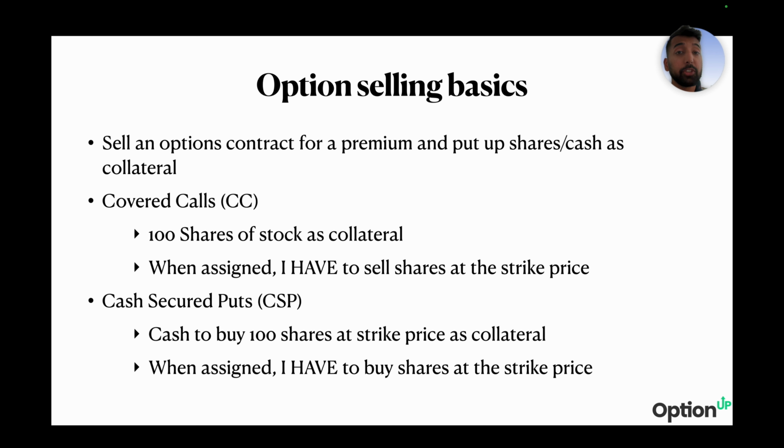Now with a cash secured put, if the buyer exercises their right, you must buy the securities at the strike price. So the cash you put up for a cash secured put serves as collateral to buy the shares at the strike price that you determined. So with a covered call, you have to sell your shares if you're assigned. With a cash secured put, you have to buy the shares. So it works kind of the opposite of when you are on the buyer side.